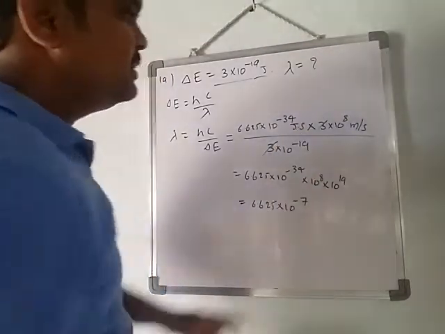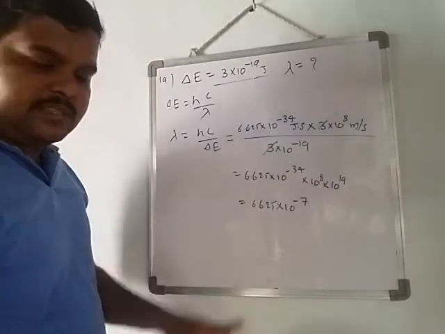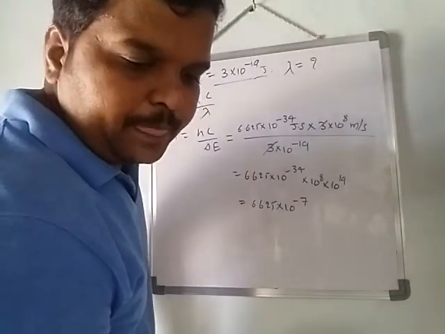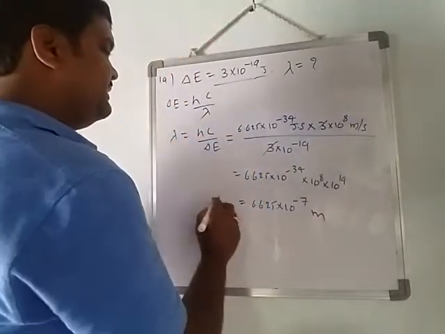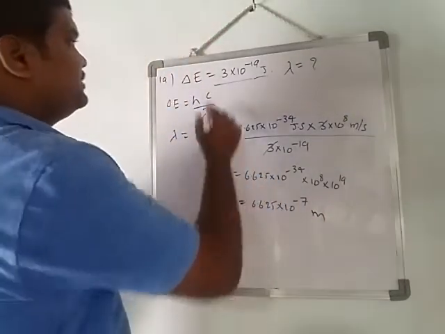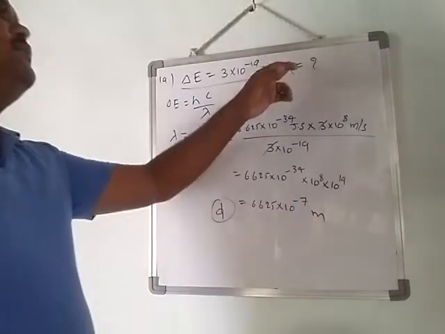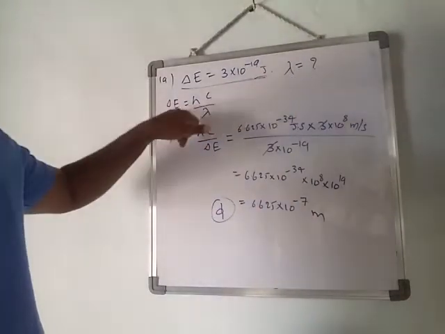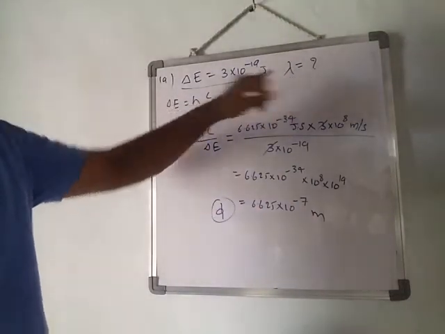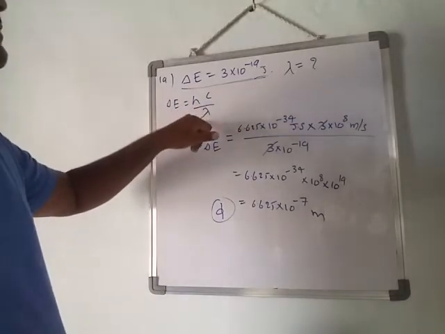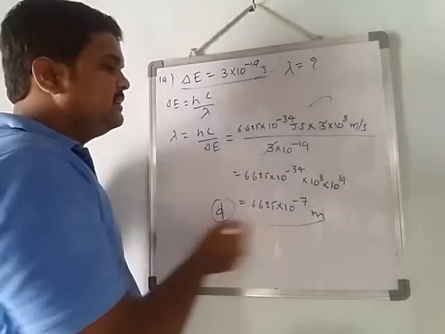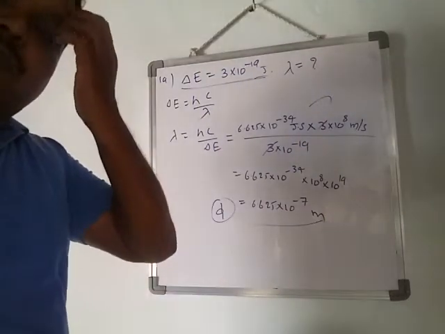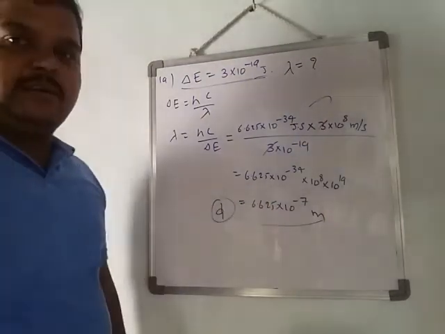Is it clear? So what is the answer now? Option D is correct. Is it clear? So we are seeing the energy difference, and to calculate the wavelength the formula is delta E is equal to hc by lambda, lambda is equal to hc by delta E. So we took the values, and we got 6.6 into 10 to the power of minus 7 meters.